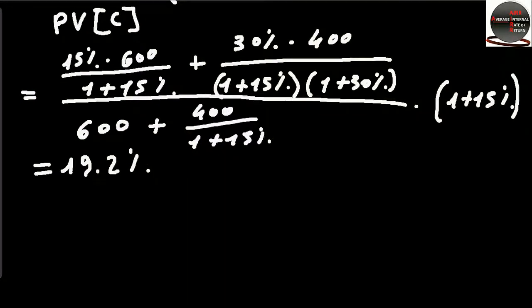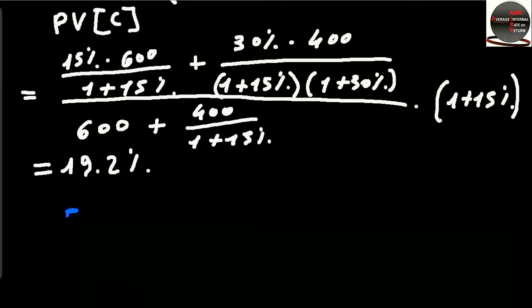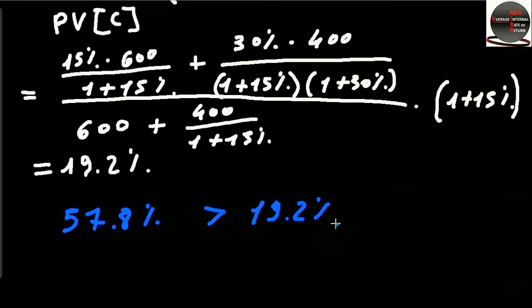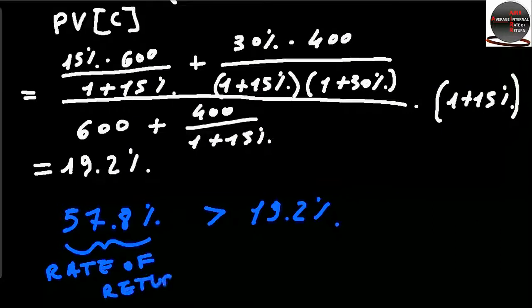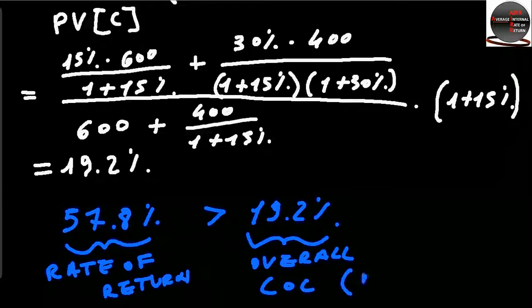In this case, we have 57.8%, which is greater than 19.2%. This is the rate of return on the project, and this is the overall cost of capital, or the minimum attractive rate of return, MARR.